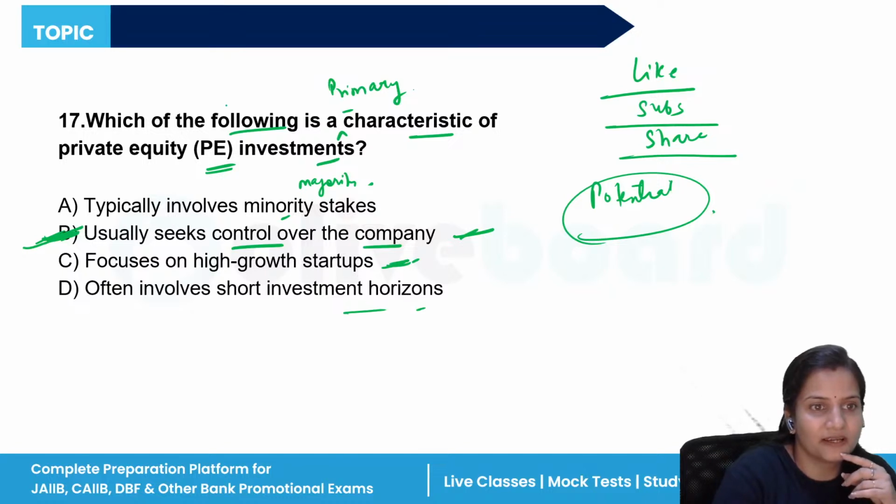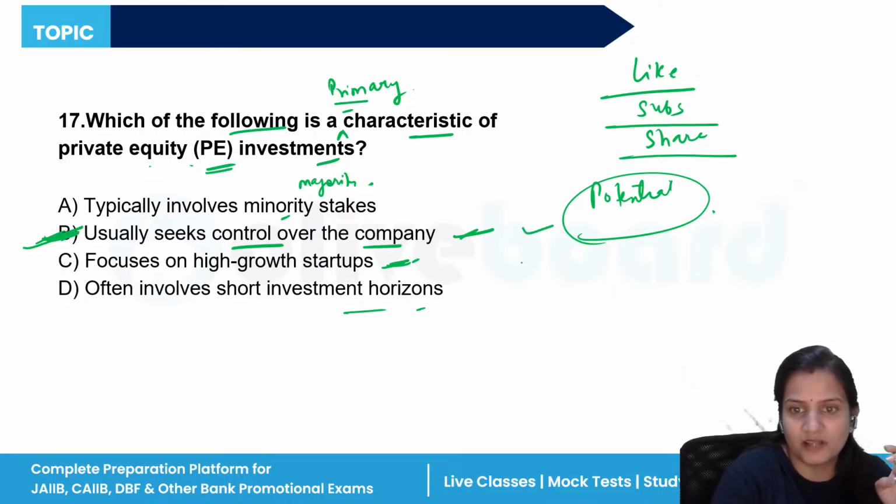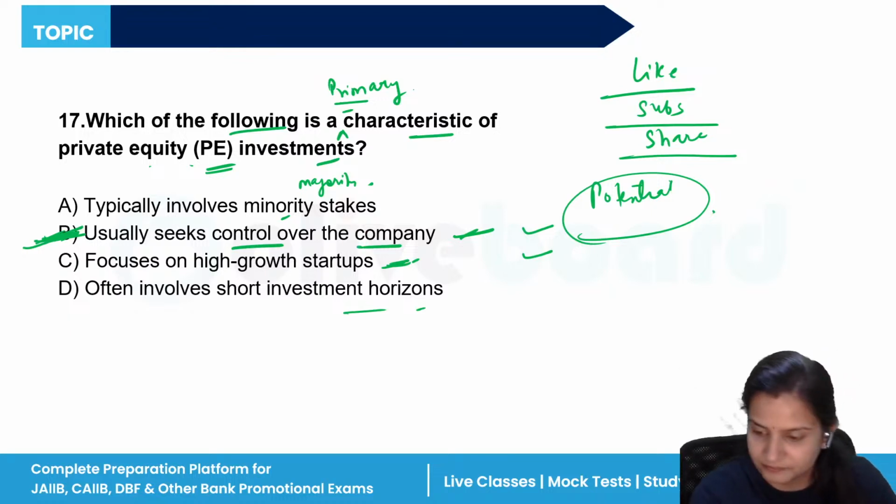See, why not C? Because I have forgot one word, that is primary characteristic of private equity. If I say the characteristics, then yes, this can also be the answer, but it's a multiple choice question, so we have to take the most priority, we have to choose that answer. So primary characteristic, if I say, it usually takes control over the company.